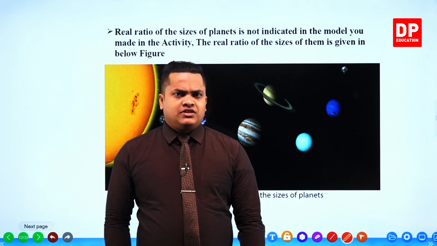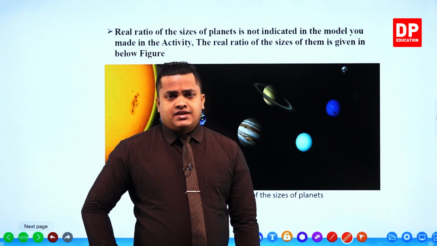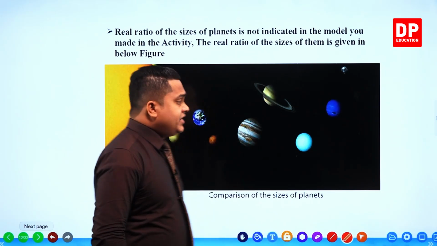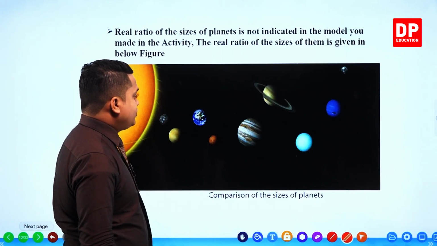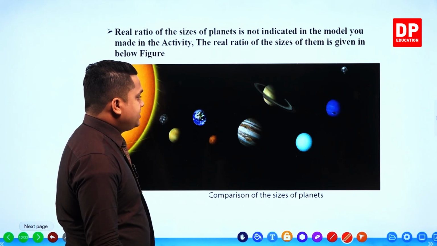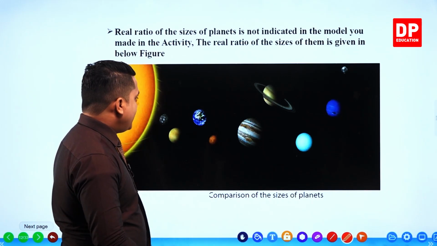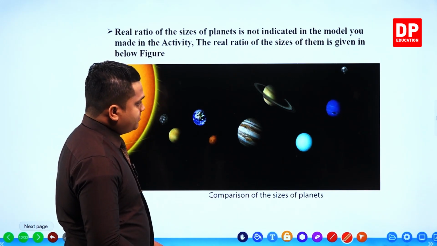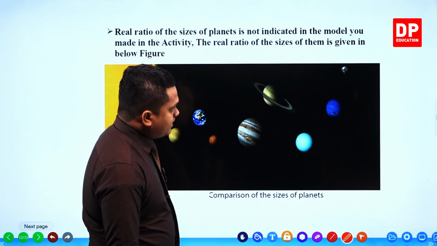But however, there is a special thing. I told you that these sizes are not the actual sizes. So it is given in here. The ratio of the sizes of the planets is not indicated in the model which you made in the activity. The real ratio of the sizes of them is given in the figure. Now within this figure, the real ratio can be observed. Okay, the sizes. So here you can observe the planets, my dear children, right? Within these planets, you can observe the real sizes.